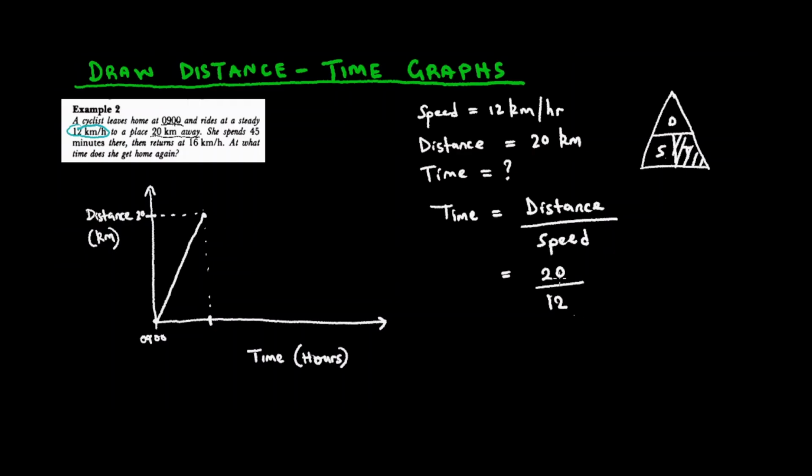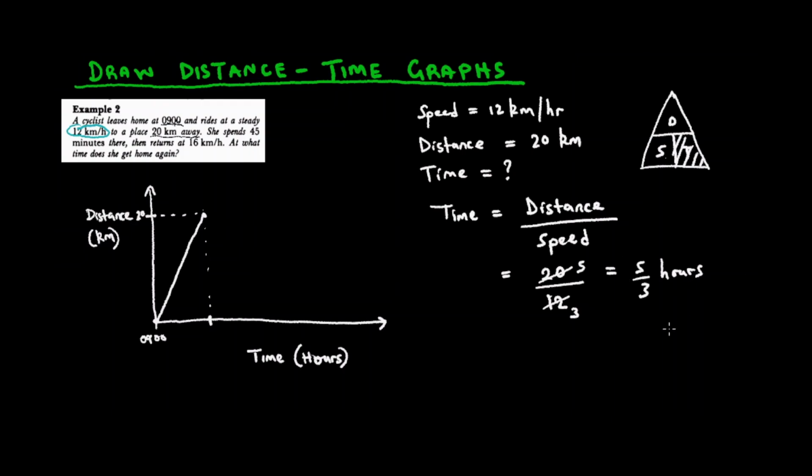So what is 12 into 20? We can simplify here. Let's use 4. 4 into 12, 4, 8, 12, goes in 3 times. 4 into 20 is 5. So this is equal to 5 over 3 hours. And remember our distance is in kilometers and our speed is in kilometers per hour, so our answer should be in hours. Okay, so we see that the time is 5 over 3 hours.